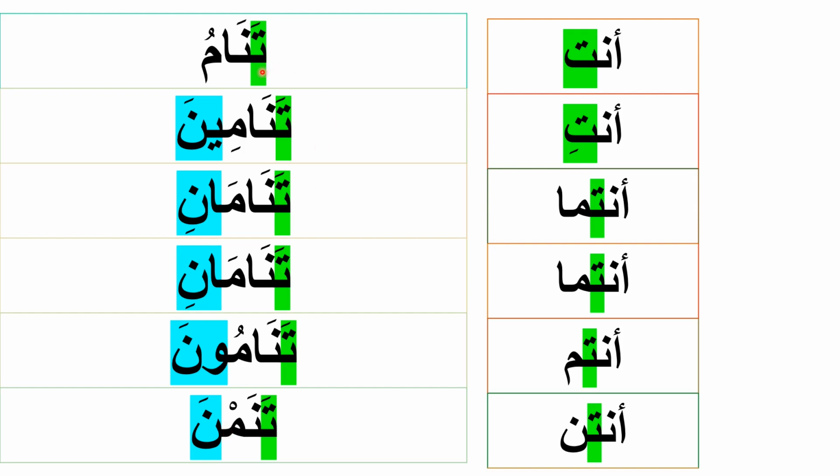The letter ta at the beginning of the verb indicates that the verb is in the second person. It means you are talking to someone. You sleep. As you notice, the prefix of the verbs and the pronouns share the letter ta.